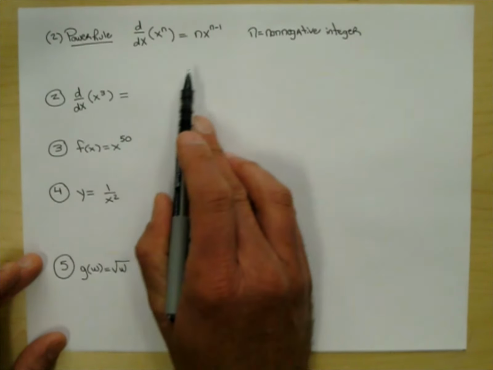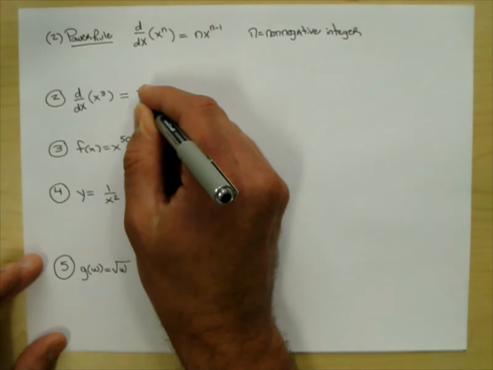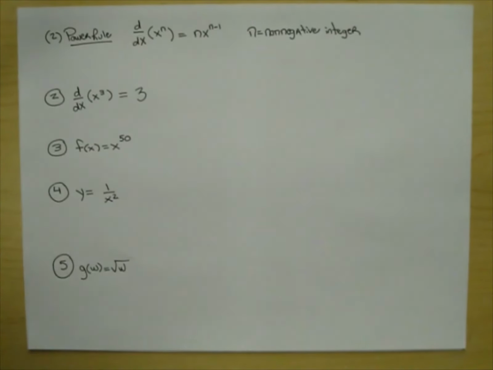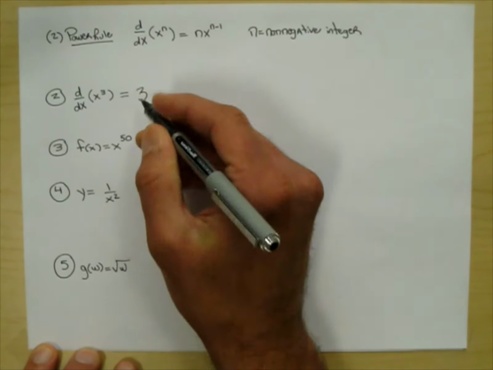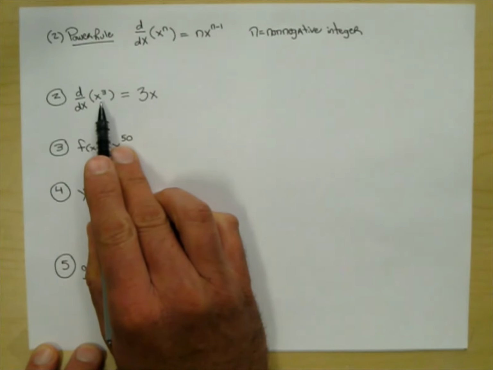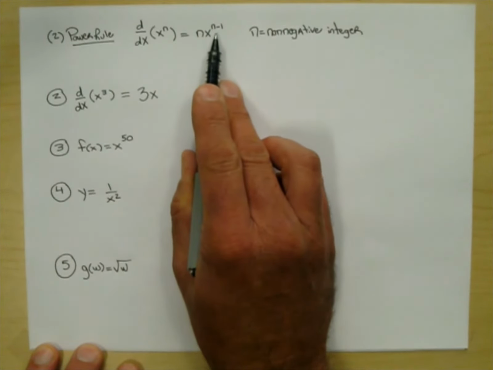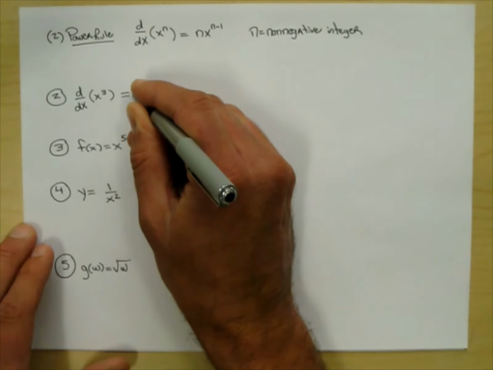So the power rule says this 3 jumps in front. So that puts a 3 right there. Okay, and that's what I'm doing. I'm looking at the power rule, and then I have x, and then we replace that with 1 less than 3, so x squared.